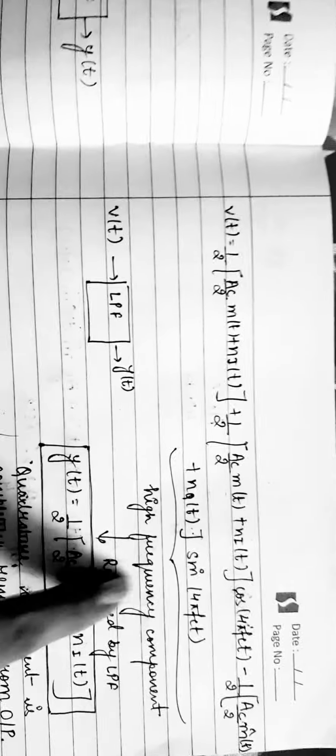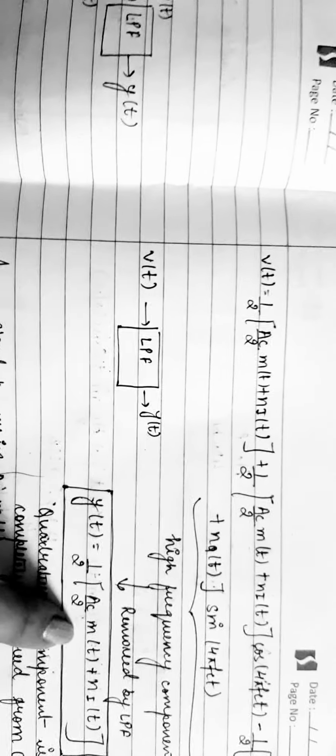So after simplification, after combining, we'll get the output, that is v(t) is equal to 1/2 A_c/2 m(t) plus n_I(t) plus half A_c/2 m(t) plus n_I(t) cos 4πf_ct minus half A_c/2 m^(t) plus n_Q(t) sin 4πf_ct. Now here we can see that the frequency is twice the frequency of the carrier. So we can say that the high frequency component will get discarded through your low pass filter and we'll get the output, that is y(t).